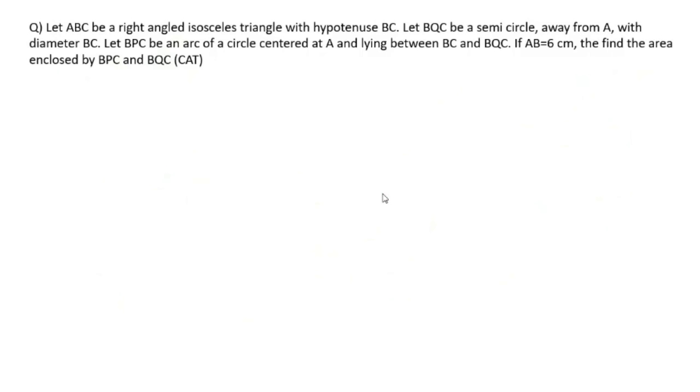Let ABC be a right angle isosceles triangle with hypotenuse BC. Let BQC be a semicircle away from A. This is important, away from A. So BQC is a semicircle with diameter BC. With diameter BC, you can draw a semicircle on this side or on this side, but since it says away from A, it will be this side. So let's say this is a semicircle, right? This is point B, and this is the diameter.